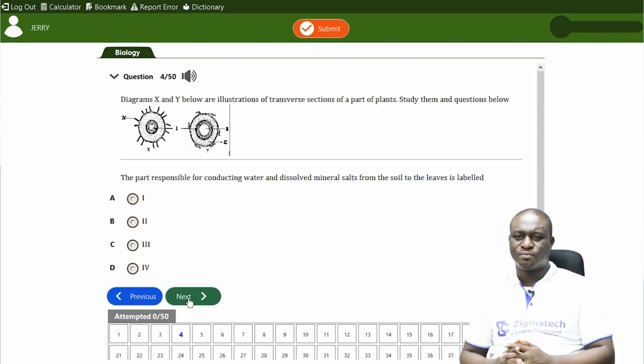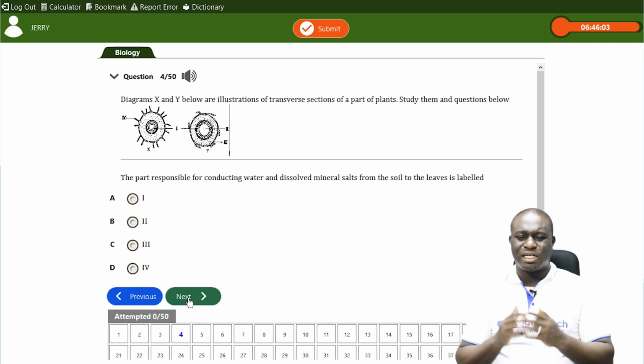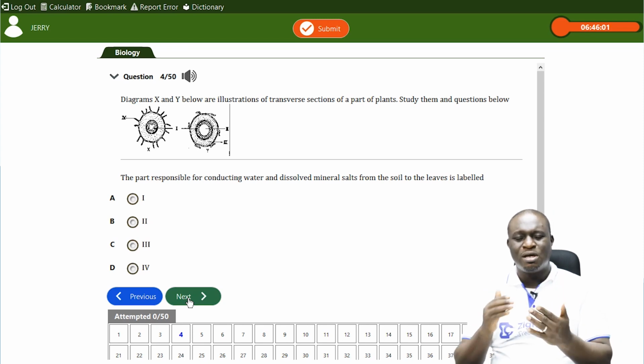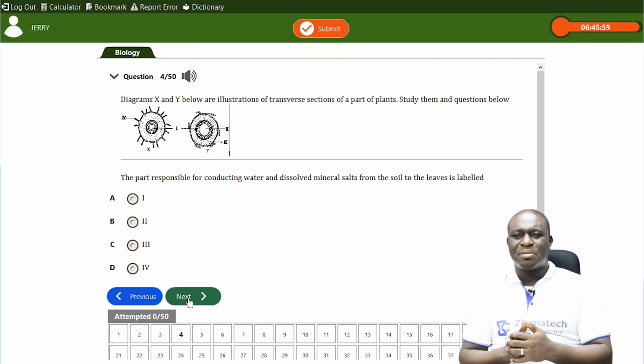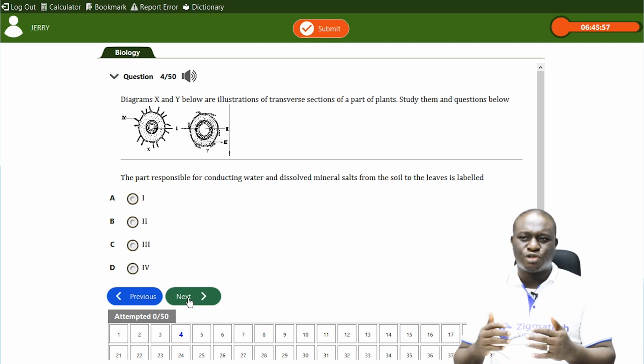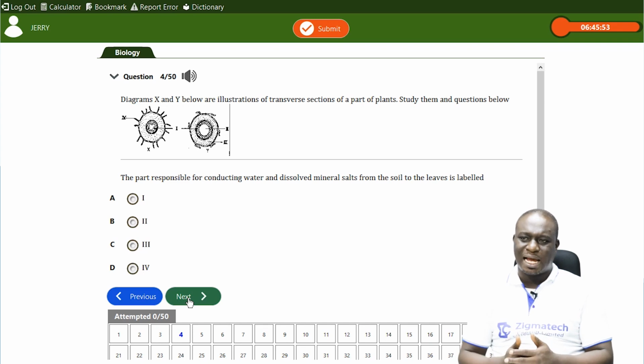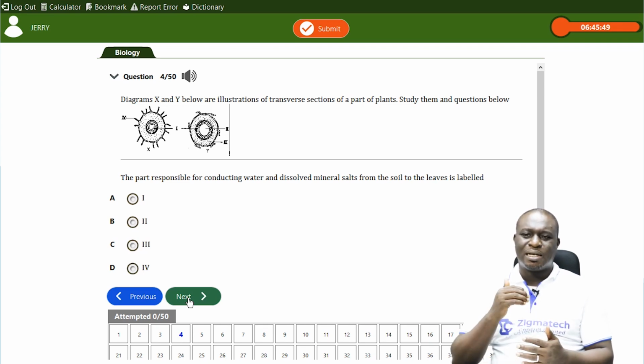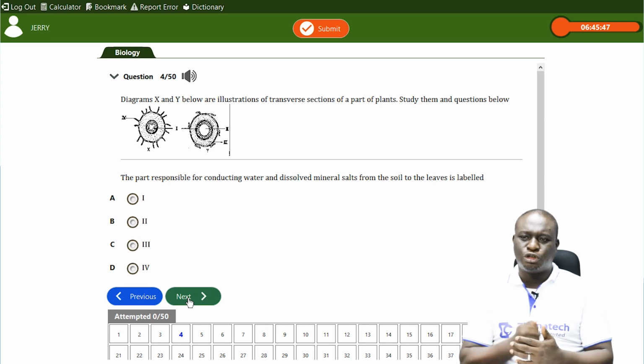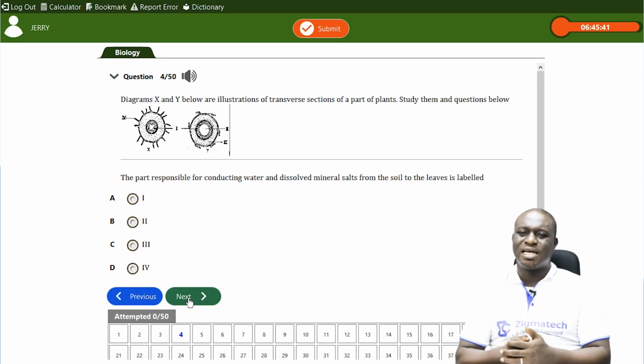We have the next one. They still say we should look at the same diagram. Diagram X and Y below are illustrations of a transverse section of a part of a plant. Study them and answer the question below. The question is, the part responsible for conducting water and dissolved mineral salt from the soil to the leaves is the part labeled what?